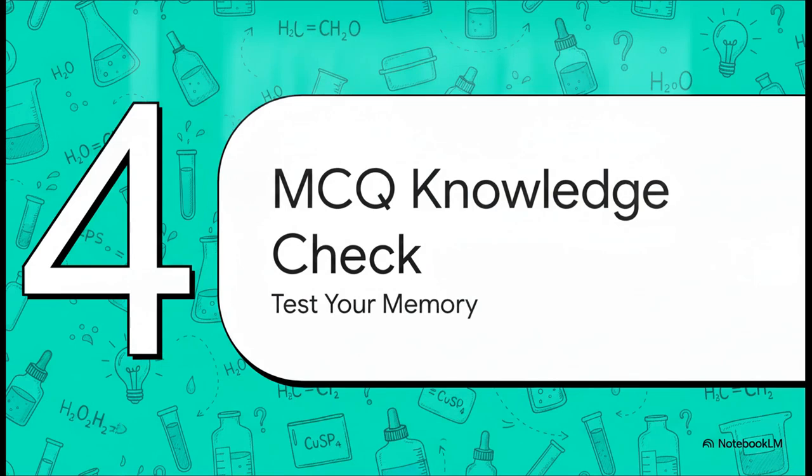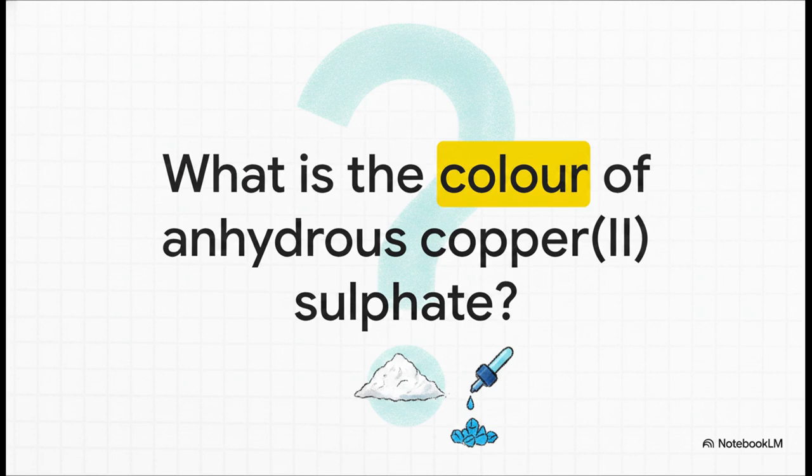Let's see how much you remember. First question up. What is the color of anhydrous copper 2 sulfate? Is it white, blue, green, or yellow? Have a quick think. And the correct answer is white. याद है ना वो rule? Anhydrous means without water. और बिना पानी के ये powder हमेशा white होता है.